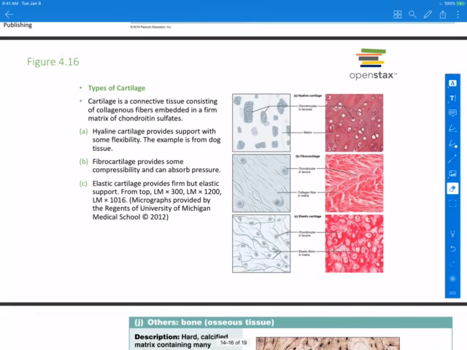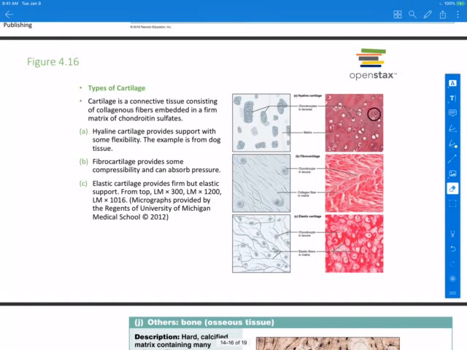Okay, so of these three types of cartilage, hyaline, fibrocartilage, and elastic cartilage, elastic cartilage is the most rare, and hyaline cartilage is the most common. Hyaline cartilage is shown here. You can also see it if you click on that link that's on the very first page of the slide. It'll take you to a website that has a picture of hyaline cartilage.